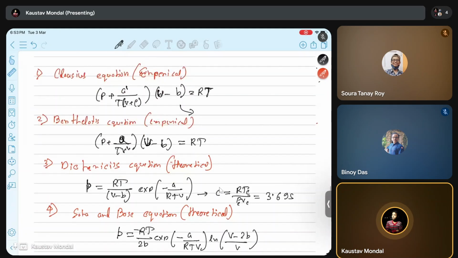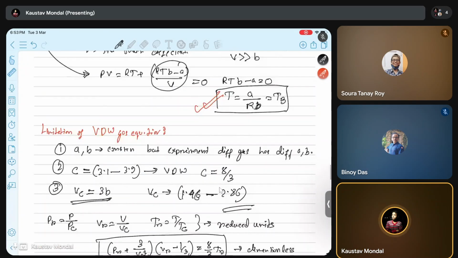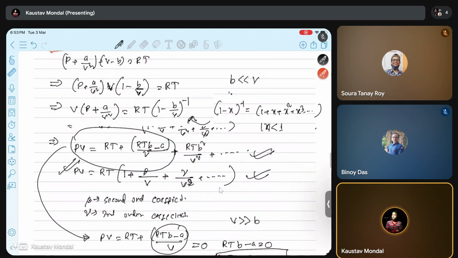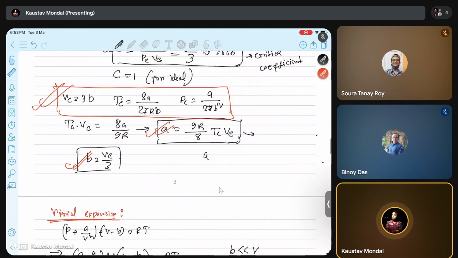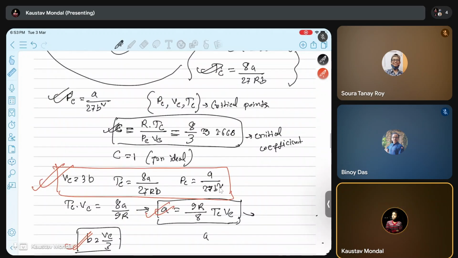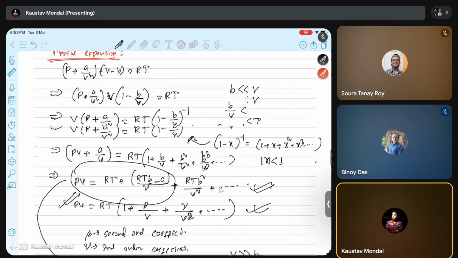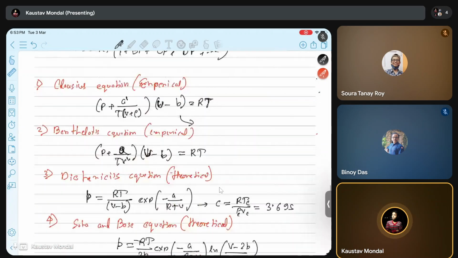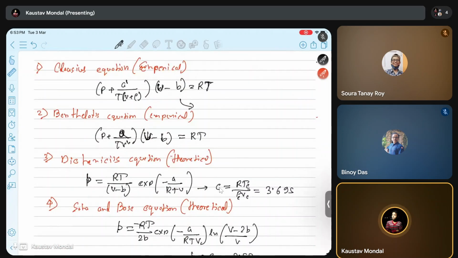Some problems may ask that the gas follows the Berthelot equation or the Clausius equation. According to that gas equation, you may have to calculate different quantities: PC, VC, and TC. The process would be the same as the process that we used for the case of the Van der Waals gas. Instead of a Van der Waals gas, maybe the gas follows some different equation, and that would be mentioned in the question.